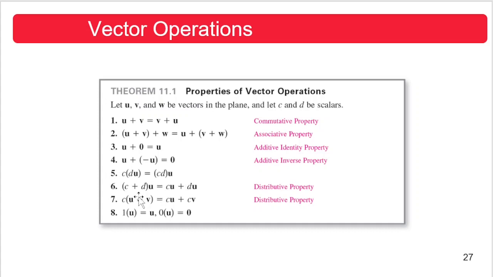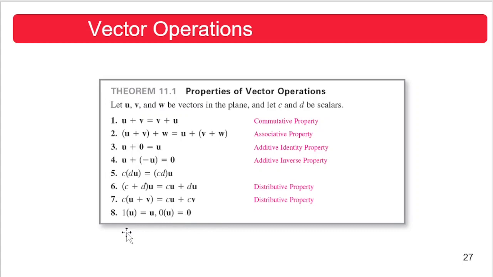Okay, next property is called the distributive property, wherein if you're given two scalars that are added and multiplied by vector U, by applying the distributive property, we distribute U to each of these constants. So C times U gives CU, plus D times U is DU. Another distributive property shows that if you're given two vectors that are added and multiplied by C, we distribute C to each of these vectors to get C times U plus CV.